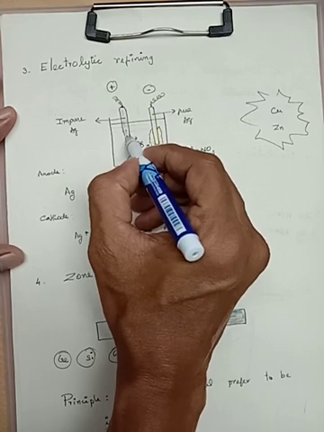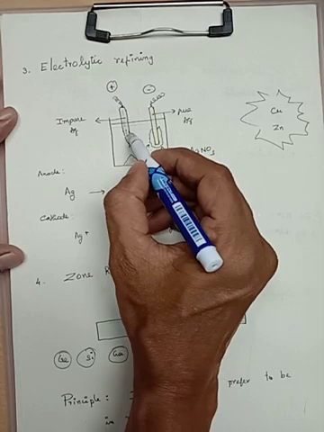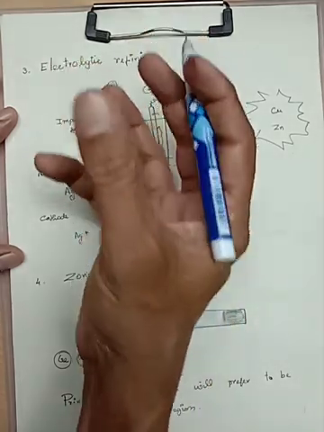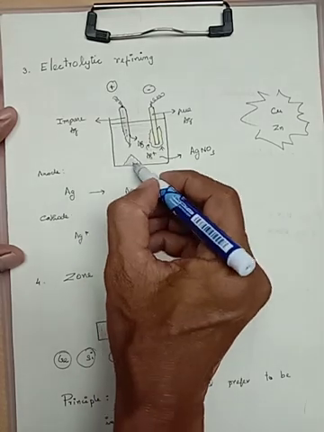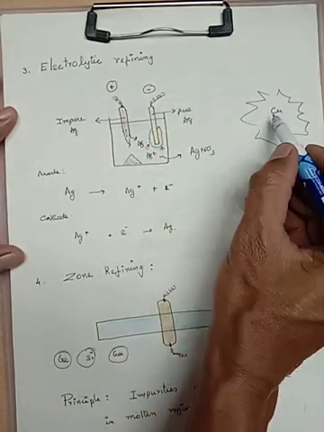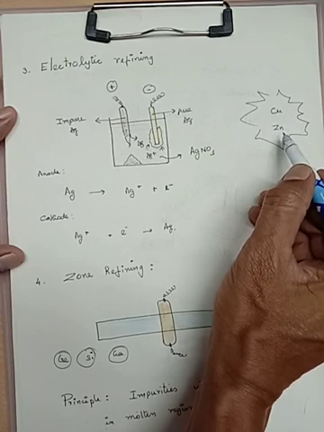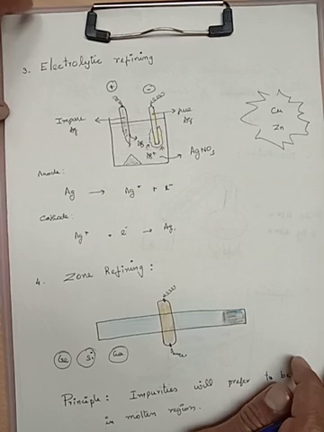Impurities that are present here like aluminum, tin, antimony, whatever be the metal, mud or whatever impurities, will just drop down as anode mud. This method is called electrolytic refining. Copper, zinc can be purified using electrolytic refining.